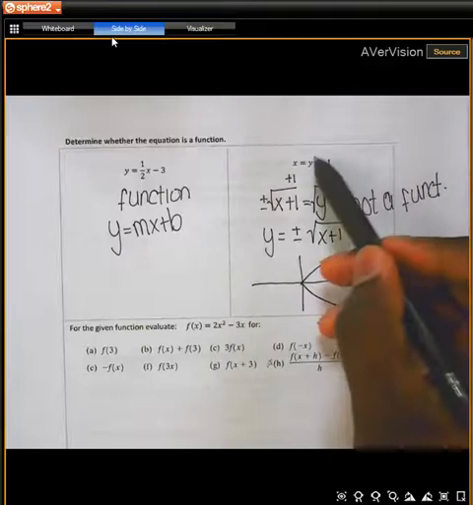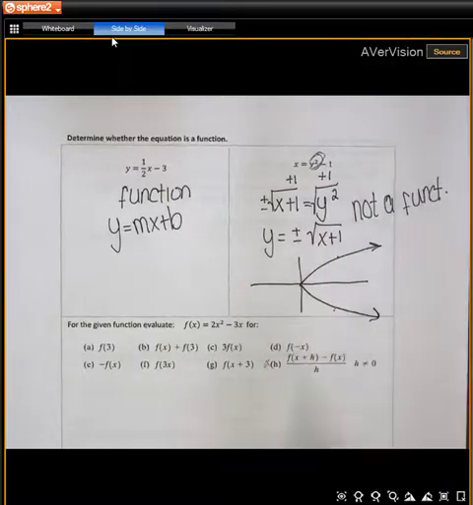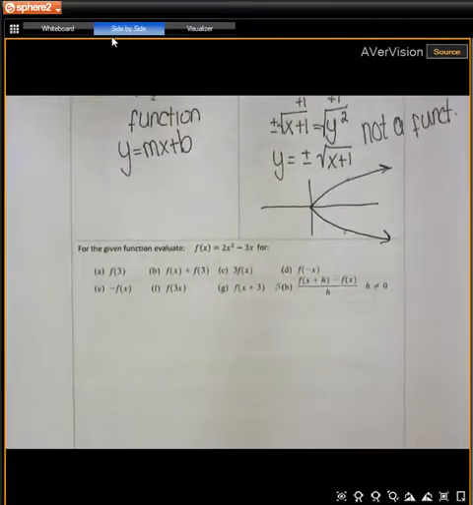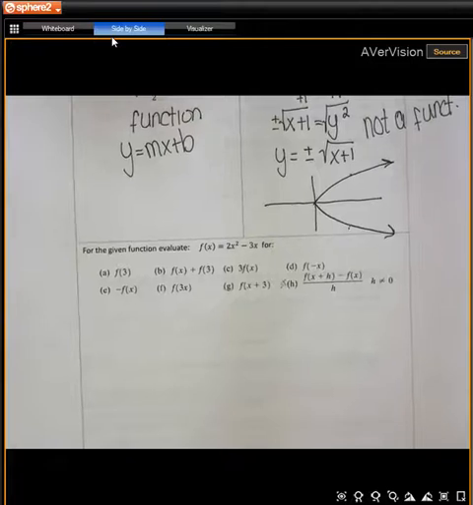Anytime you have some weird thing going on with the y, more times than not, it's not going to be considered a function. Like in this one, we had y squared. Any questions on that?